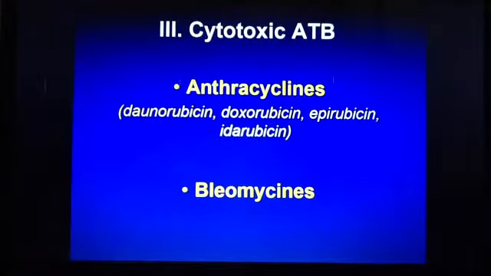Next, we're going to talk about the cytotoxic antibiotics. So these are easy to remember. Anthracyclines. The cycline sounds like an antibiotic, doesn't it? So, for example, doxorubicin and daunorubicin, and bleomycines. These are the 2 big ones: anthracyclines and bleomycines. So if you remember that bleomycin works on the G2 phase of the cell cycle.